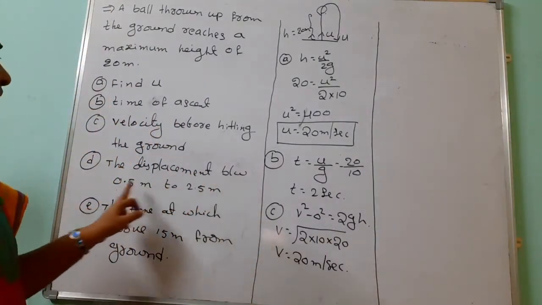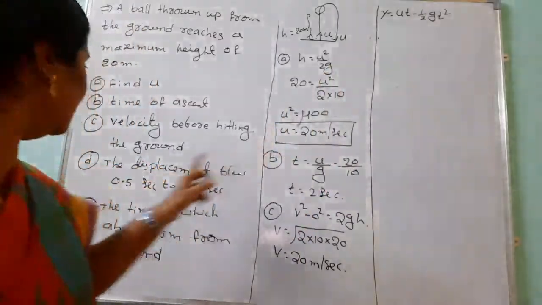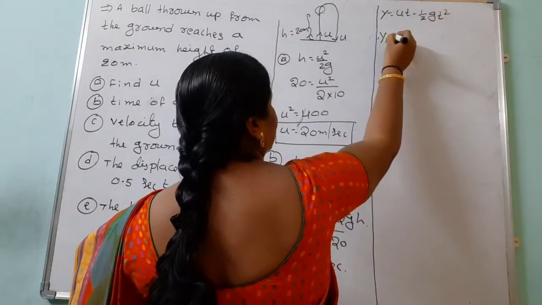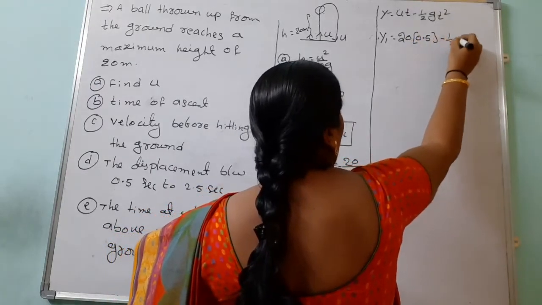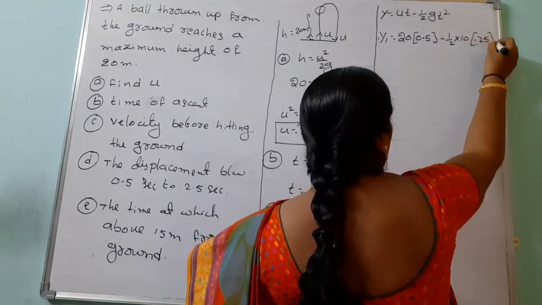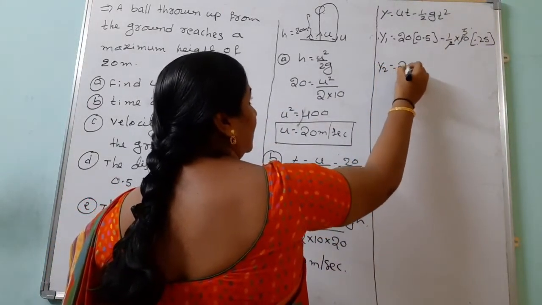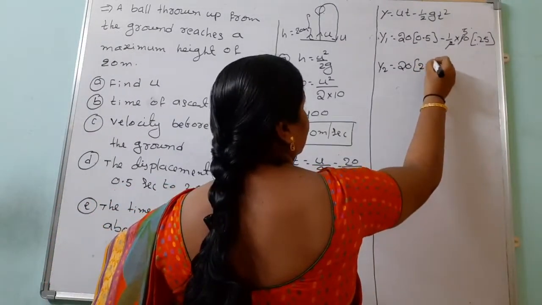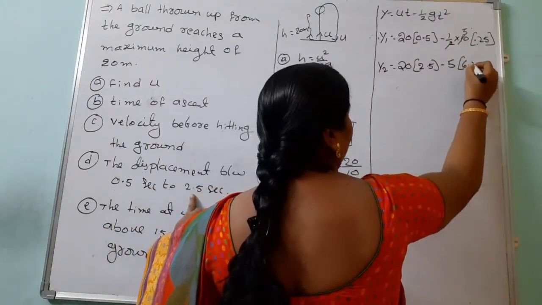Then our next question is the displacement between 0.5 seconds and 2.5 seconds. So we can take y1 equals velocity 20 into time 0.5 minus half into 10 into t square. 0.5 whole square means 0.25. Then y2 equals the same 20 into 2.5 minus half g, which is 5, into 2.5 whole square, which is 6.25.